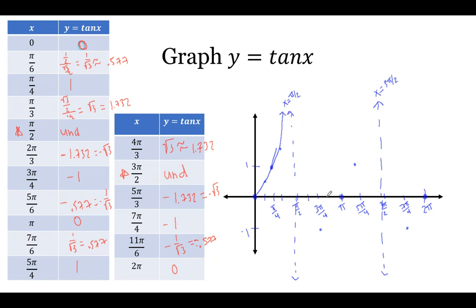Here, this is what's partway between pi over 2 and 3 pi over 4. 2 pi over 3, it was negative root 3, so negative 1 point something. So it's going to go down here. This is negative 0.577 about there. This is 7 pi over 6. It was like 0.5 something. This is 4 pi over 3. It was like 1.7.